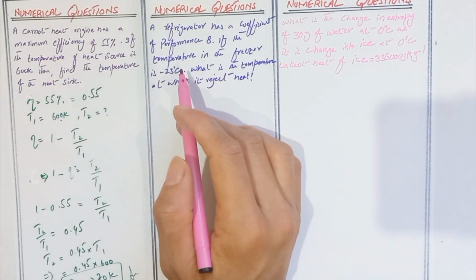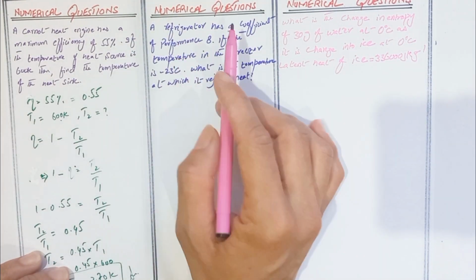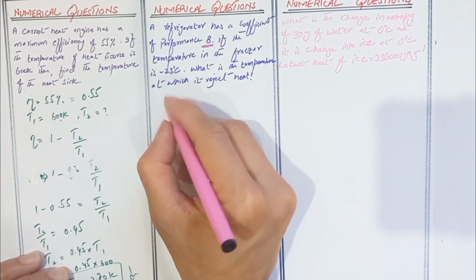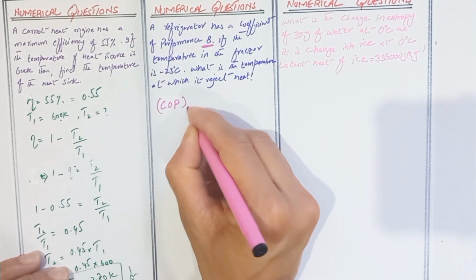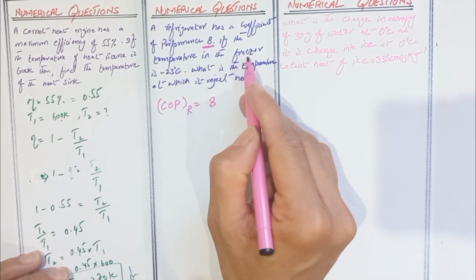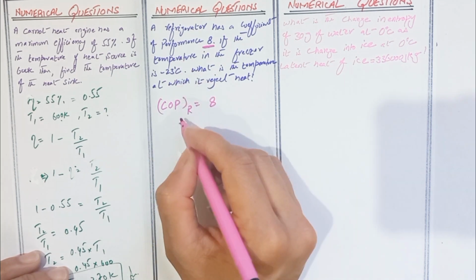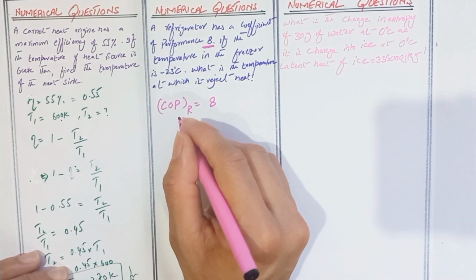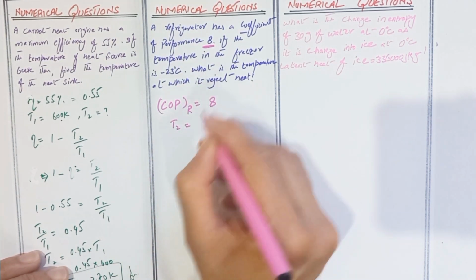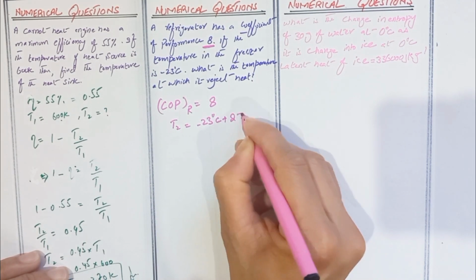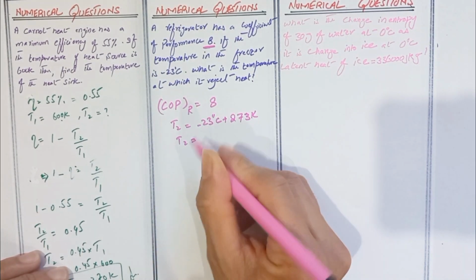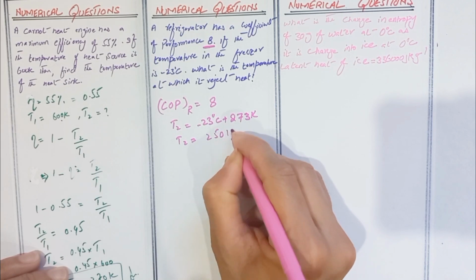Now we discuss the next numerical question. A refrigerator has a coefficient of performance of 8. So here we write coefficient of performance of refrigerator is 8. If the temperature in the freezer is minus 23 degrees centigrade, then T2 is given as minus 23 degrees centigrade. Changing into Kelvin, T2 is equal to 250 Kelvin.